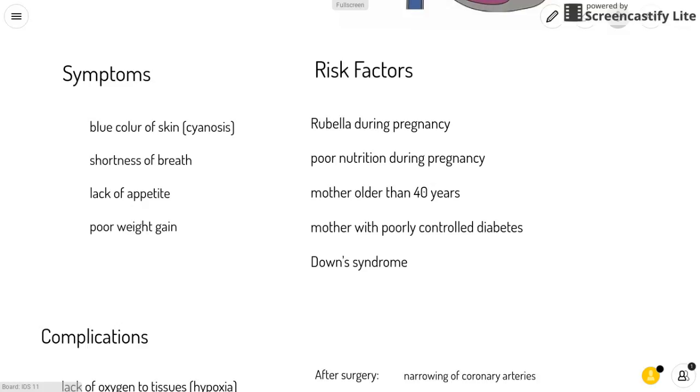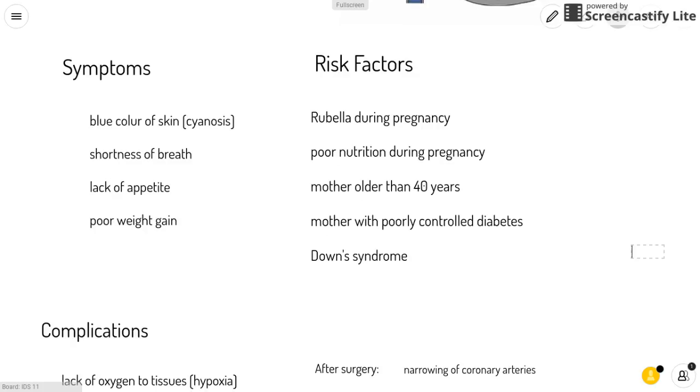Some of the symptoms are cyanosis, so a blue coloring of the skin, shortness of breath, lack of appetite, poor weight gain, as well as other symptoms. The causes are mostly unknown but can also be caused by a viral illness like rubella during pregnancy, or if the mother is over 40 years old or has uncontrolled diabetes.